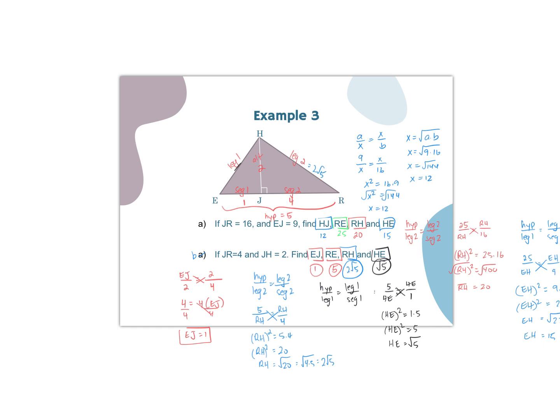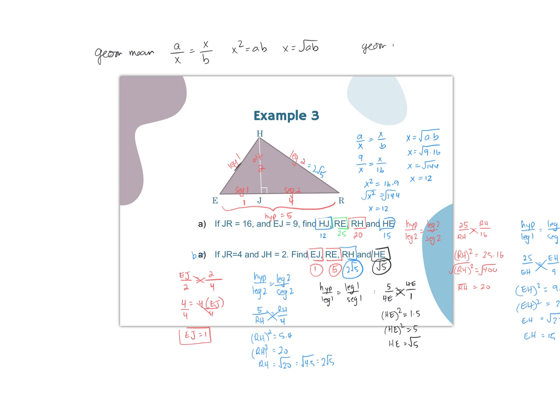So once again, remember, if I'm just using the formula for geometric mean, I know that it's going to be A over X equals X over B. I know that I can write it as X squared equals AB, and I can do X equals the square root of AB. Now, if I want to use that with altitude, right?